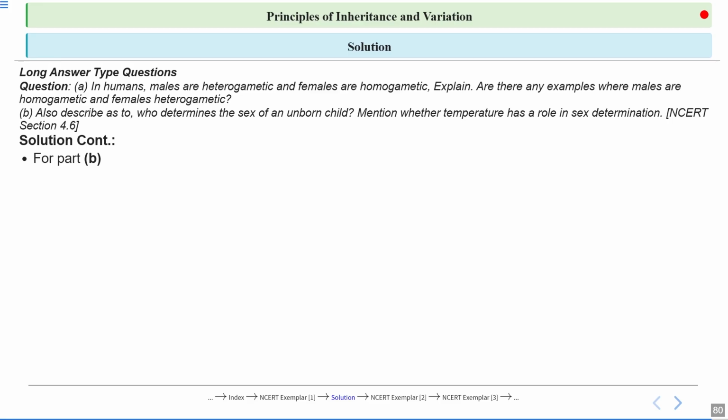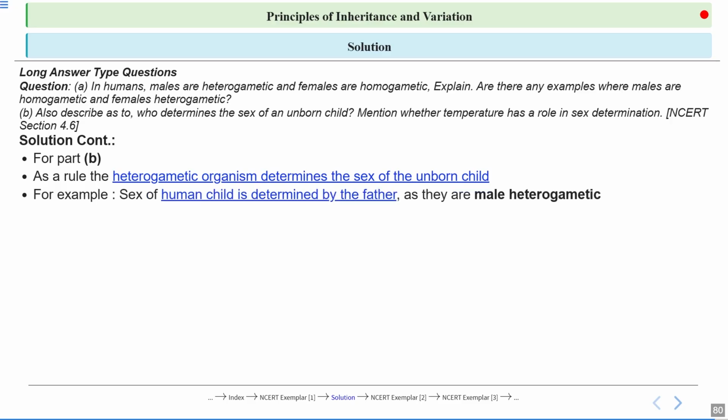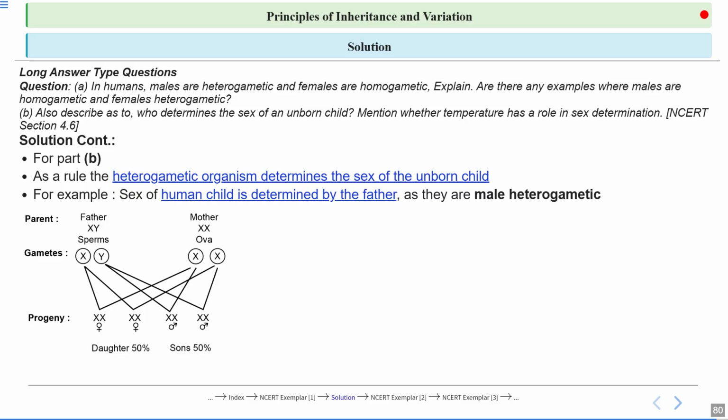Now, an answer for part B. In humans, or in the XY sex determination system, the male determines the sex of the child because males are heterogametic. Males produce two kinds of sperms here. If the sperm having the X chromosome fuses with the egg, then the zygote will develop into a female. If the sperm having the Y chromosome fuses with the egg, the zygote will have the XY condition and it will develop into a male child. So there is a 50% chance that a daughter or a son will be born. So there is an equal chance here.